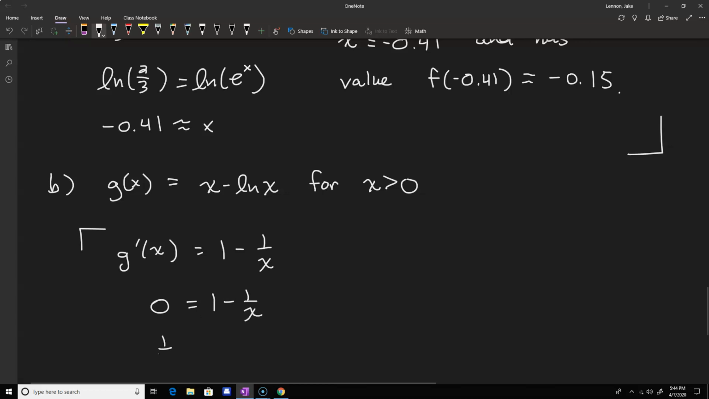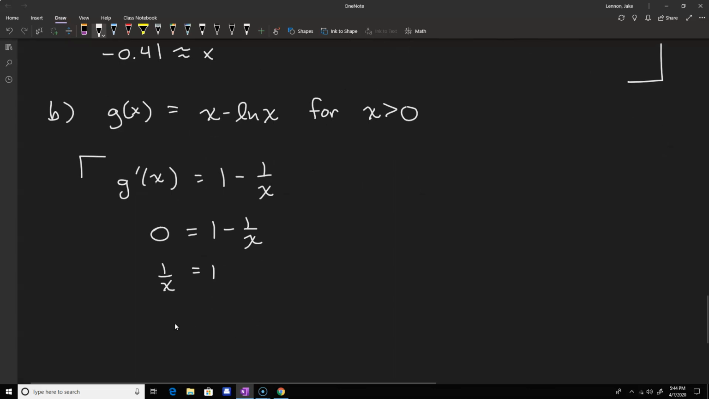You would end up with 1 over x equals 1, and then you could just cross multiply. So we end up with 1 equals x. That's our only critical value for this function that has domain x values greater than 0. So again, we can't plug in 0, so our domain kind of looks like this. You can't plug in 0, but we see a critical value at 1.